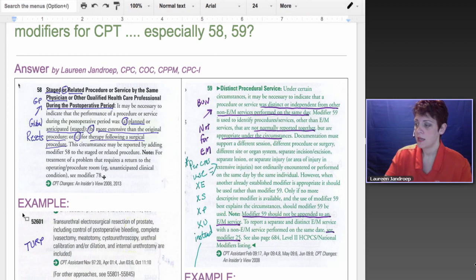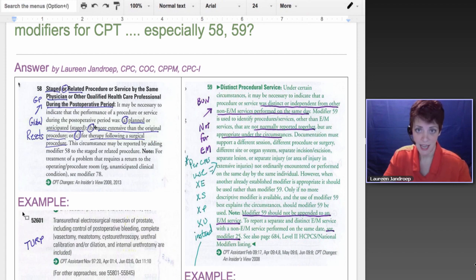So here is a copy and paste from my Appendix A of CPT. That's where modifiers live. Some people don't even realize that when they're brand new at coding. They see the little shortened list in the inside cover of CPT, but they actually live in Appendix A. So that's where you want to go and make your notes and really look at the full blown out definition of the modifier. So here's modifier 58 with all my chicken scratch here.